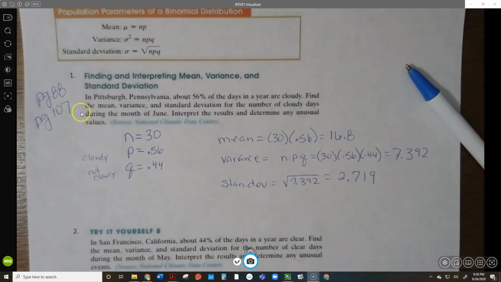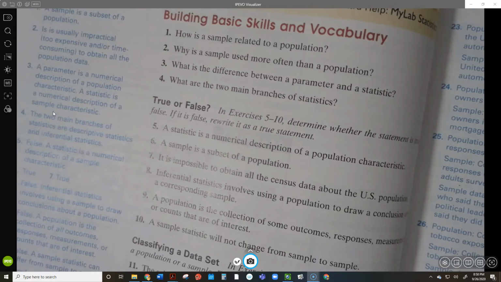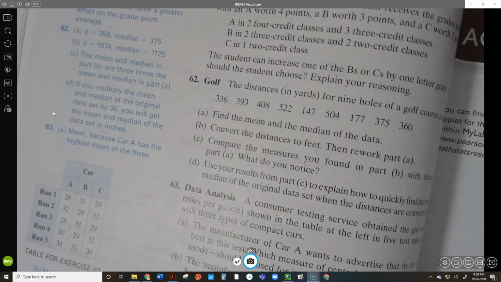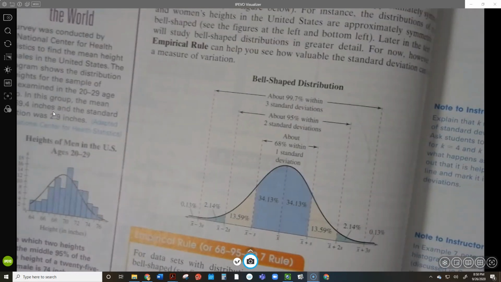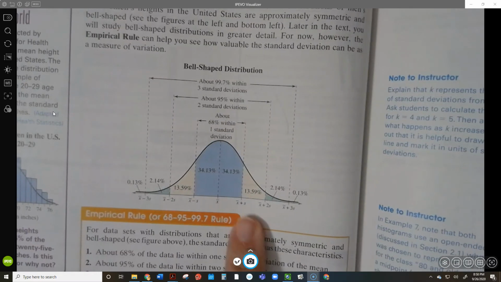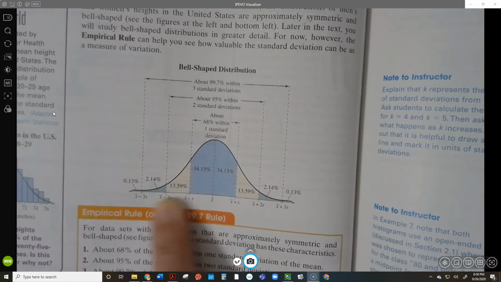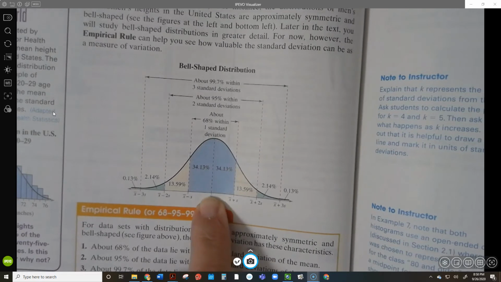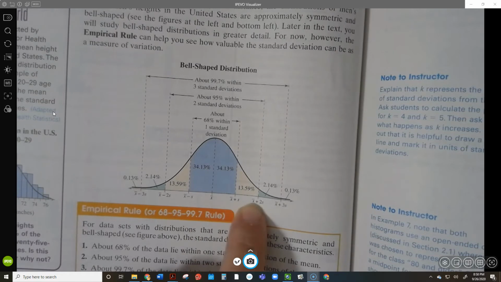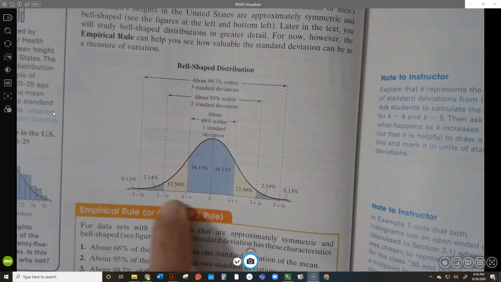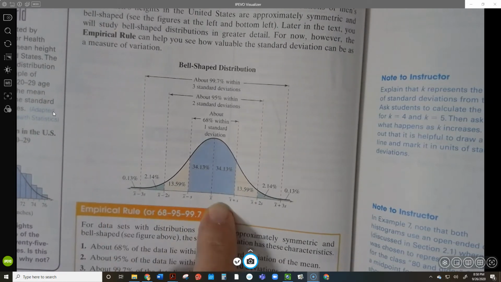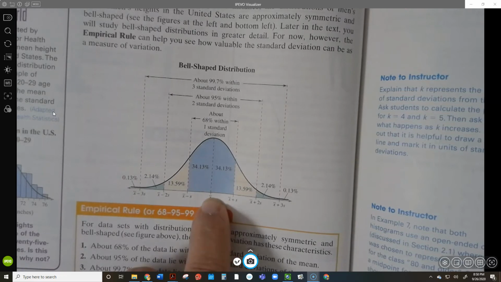So I looked it up. I'm going to refer back to page 88 in your book. Yes, I actually have a book. On page 88 is where we learned the empirical rule, and it's talking about where the majority of our data is going to be within 3 standard deviations away from the mean.